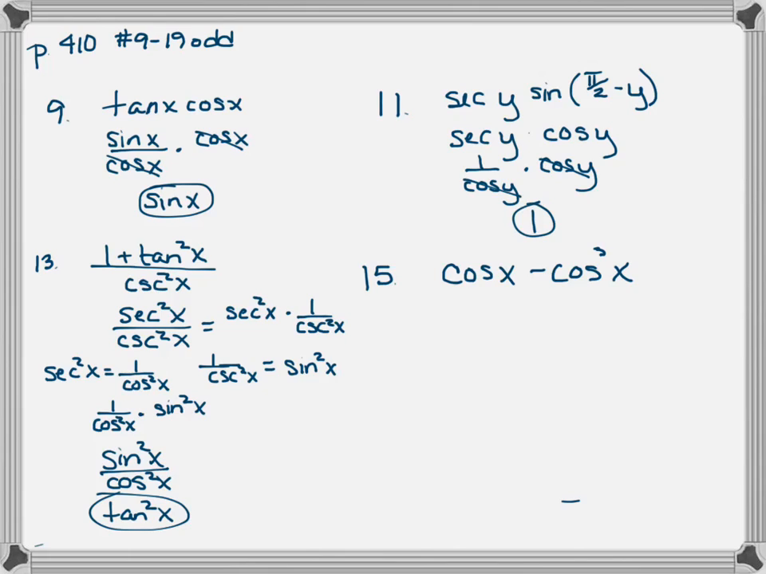Let's take a look at question number 15. With number 15, I see that cosine x presents itself in both terms, so this is a real good candidate for factoring. When I factor out the cosine x, I'm left with 1 minus cosine squared x, which is one of the derivatives of the Pythagorean identities. So I'll replace that with its equivalent of sine squared x, and that's simply going to be your answer. Once you get it down to sine and cosine, that's basically all you can do.